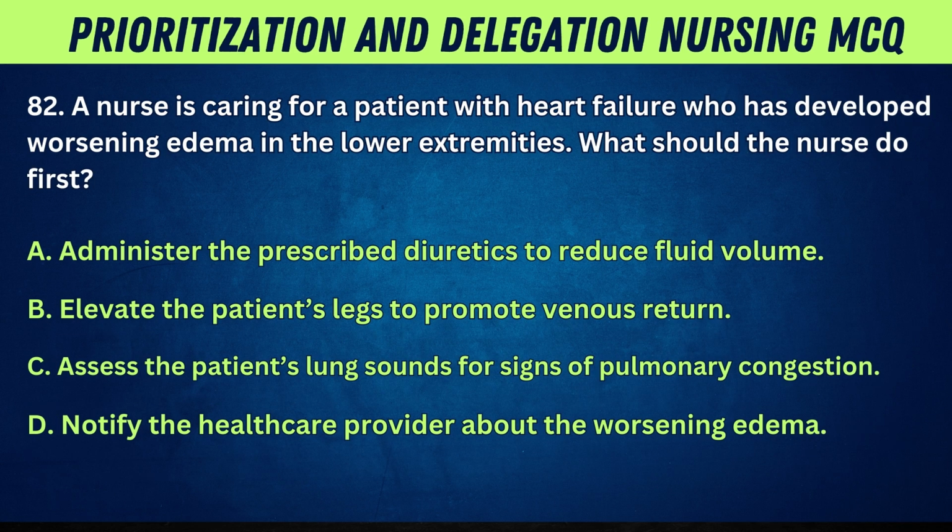82. A nurse is caring for a patient with heart failure who has developed worsening edema in the lower extremities. What should the nurse do first? A. Administer the prescribed diuretics to reduce fluid volume. B. Elevate the patient's legs to promote venous return. C. Assess the patient's lung sounds for signs of pulmonary congestion. D. Notify the healthcare provider about the worsening edema.